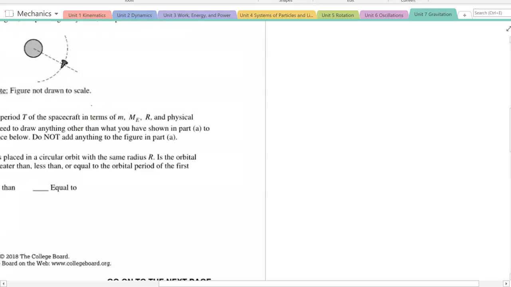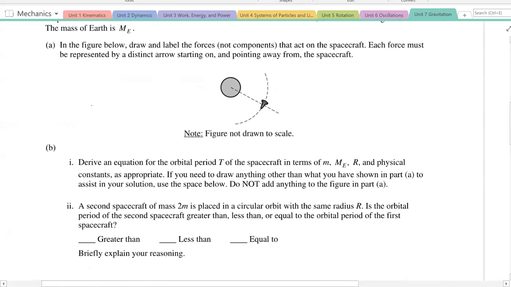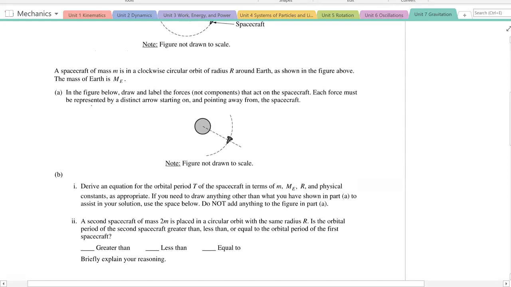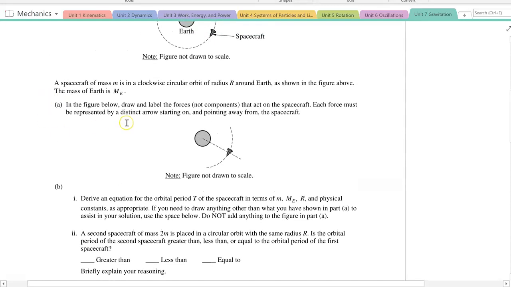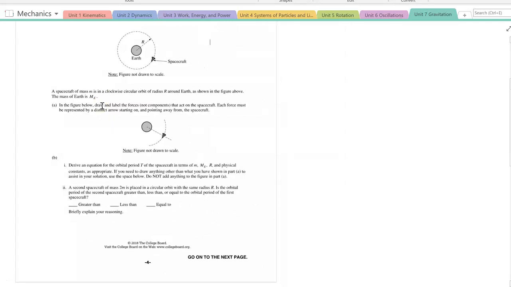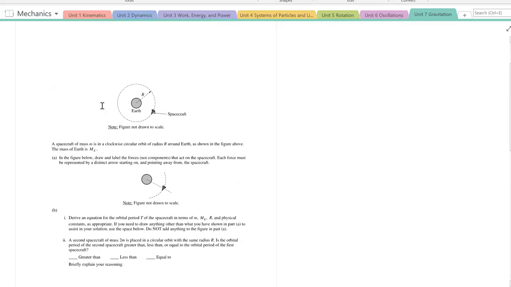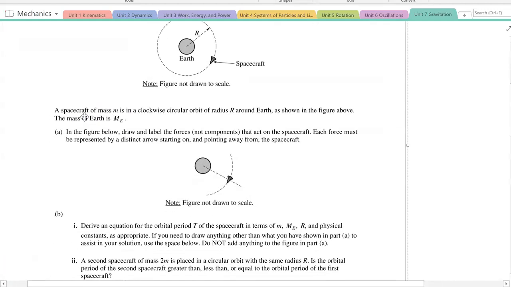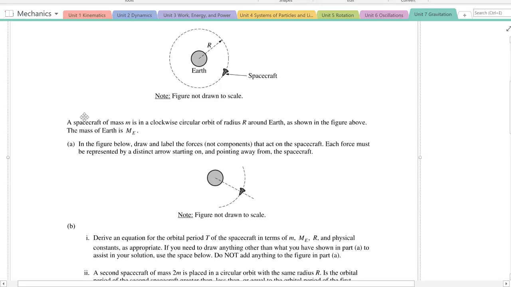Okay, so we're going to be doing this question right here. If you're wondering where this is from, it's the 2018 AP Physics 1 exam free response. This is question 1, the very first one, so you can actually look it up and do it for yourself if you want to. But here I'm just going to walk through it.